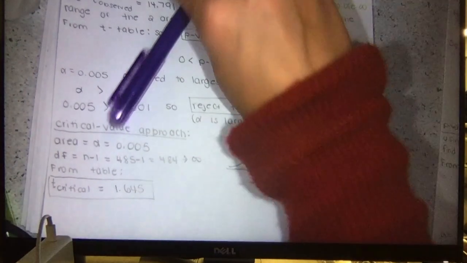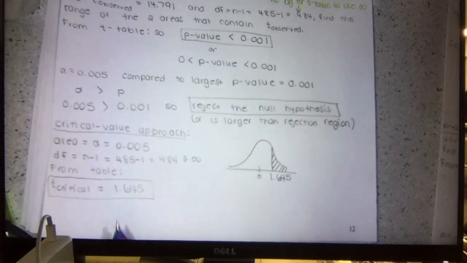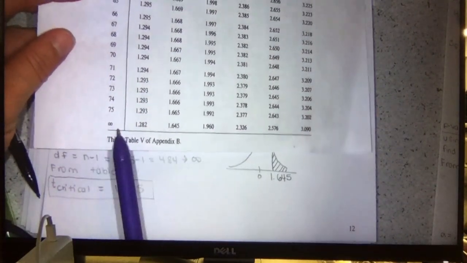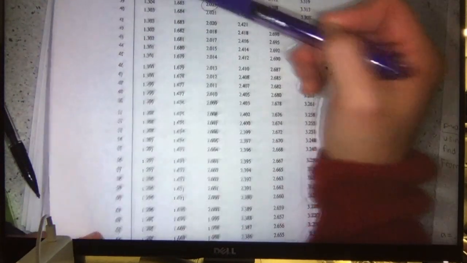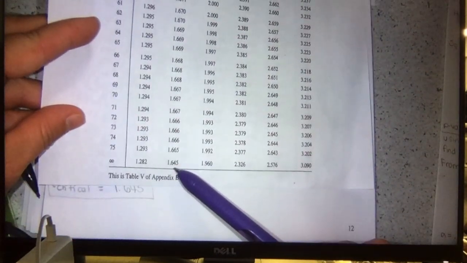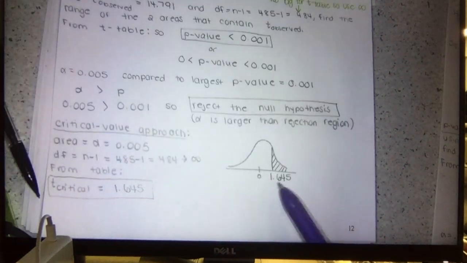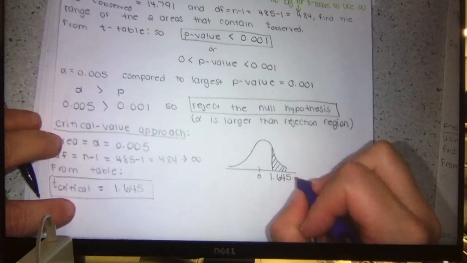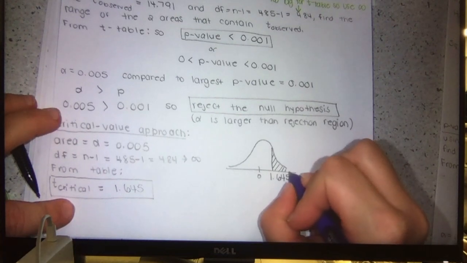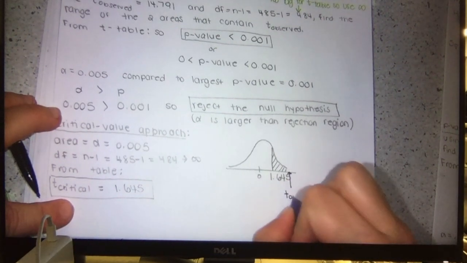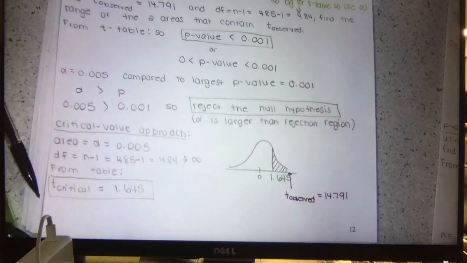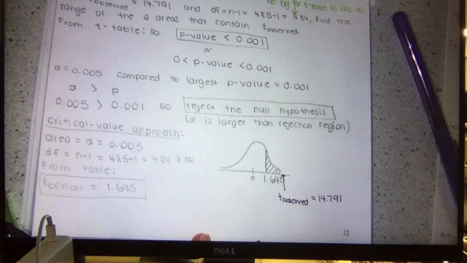Okay. So if our T critical value is 1.645, going to our table, looking at infinity because it was going to be larger than 75, and looking at the column when our area is 0.05, we found that our T critical value was 1.645. It's a right-tailed test, so we know it's positive. Our T observed is 14.791, so it's going to be somewhere way over here. So it is in the shaded region, it is in the rejection region, so we are going to reject the null.